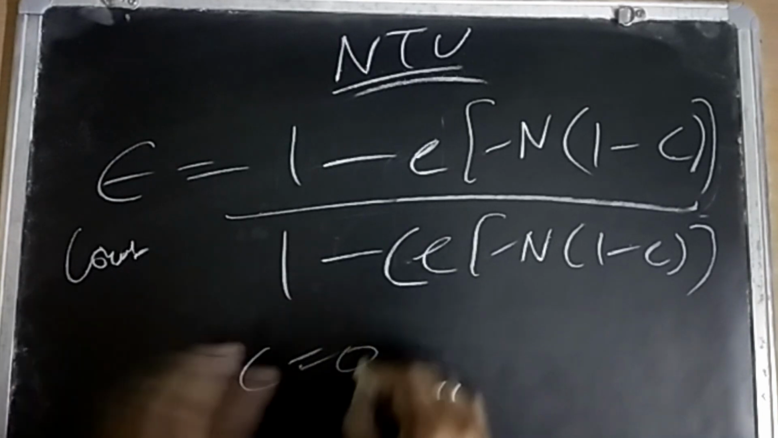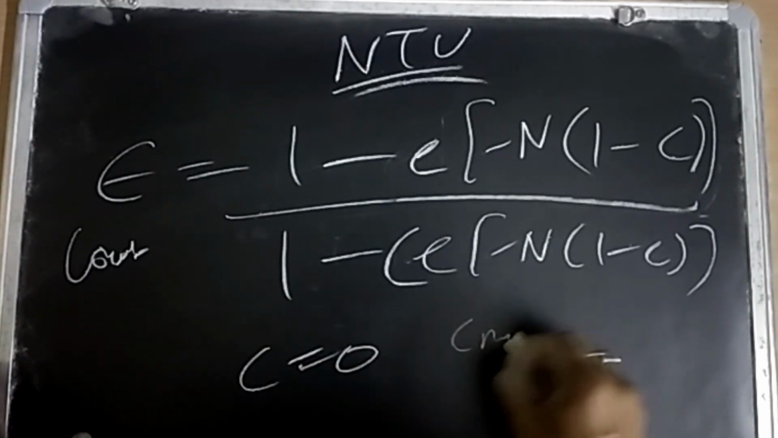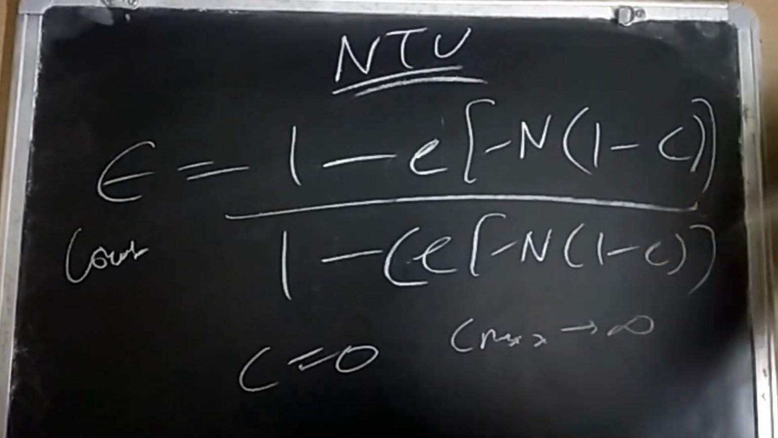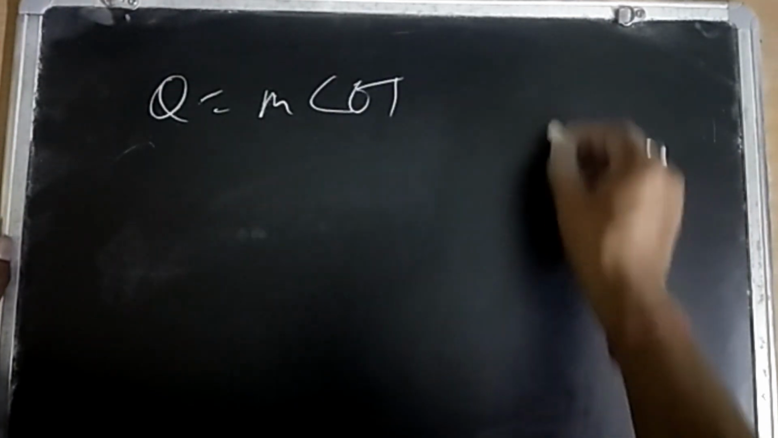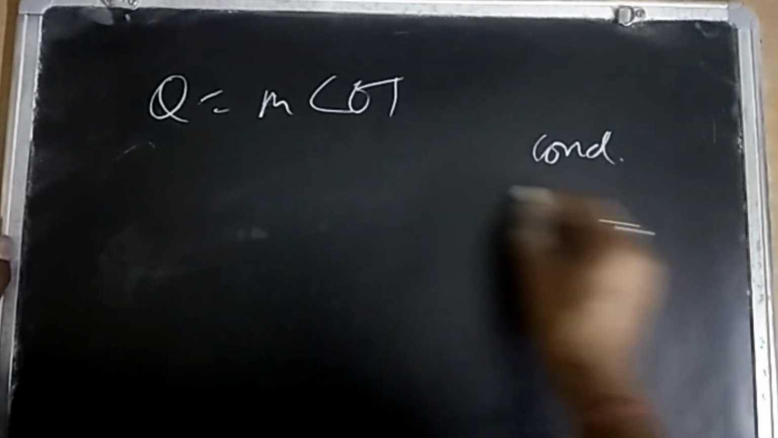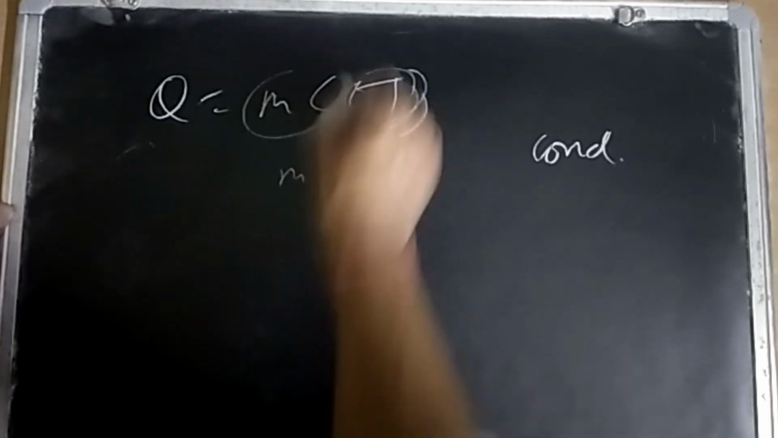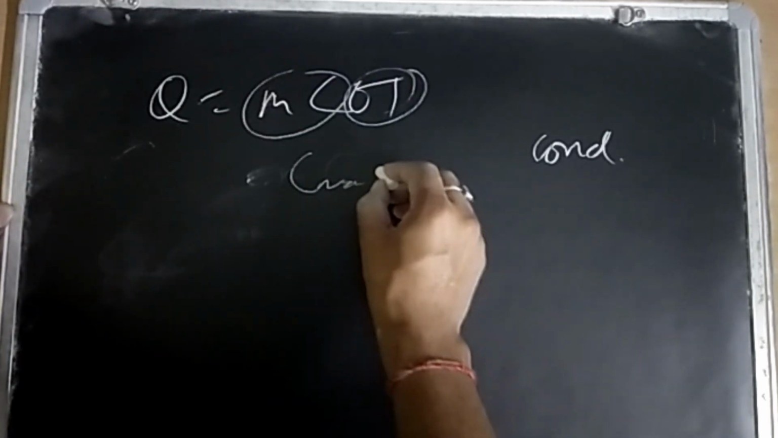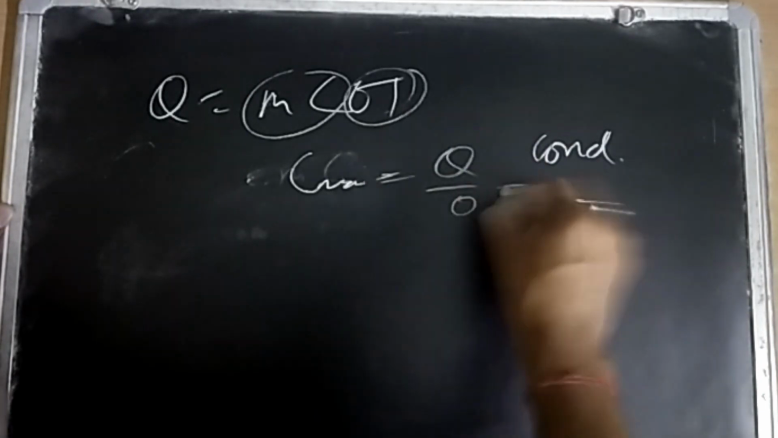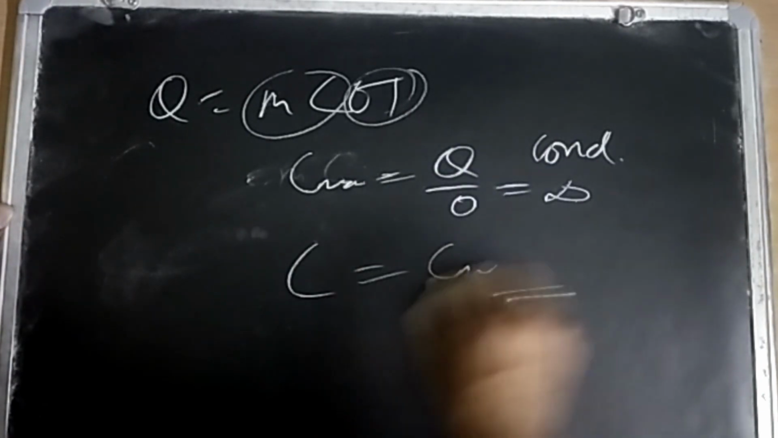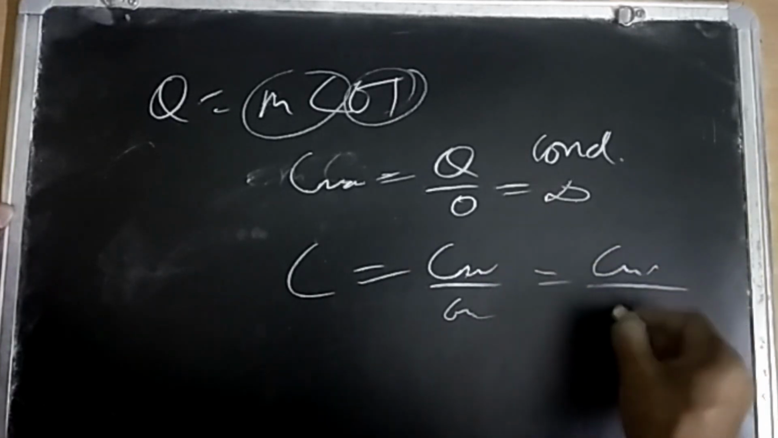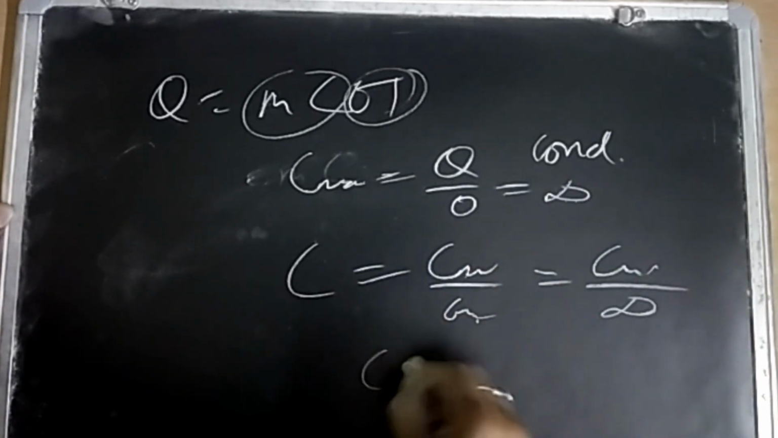Okay, and let me tell you a special case in which C is 0. When can C be 0? If C max is infinite. Let me tell you how: Q is M Cp delta T, in case of steam condensation. In case of steam condensation, delta T is 0. That means M Cp here, that we call C max, would be infinite, because Q upon 0 is infinite. That means C is C min by C max, so C min by C max is infinite, so C is 0. Steam condensation, remember that.